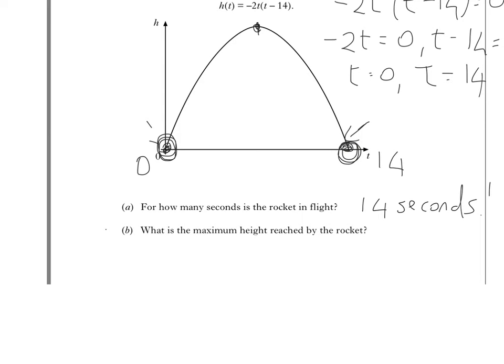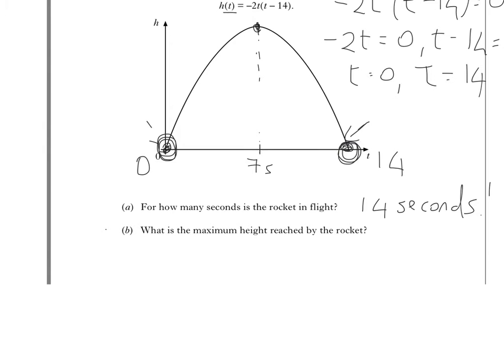Now, from a wee bit of symmetry and just having a think about it, you can see that that is going to occur at 7 seconds, and that's pretty clear from the parabola, from the curve. After 7 seconds, it's going to reach its maximum height.